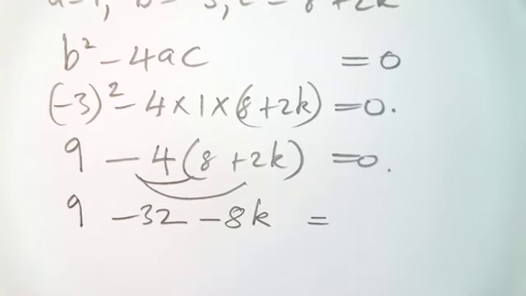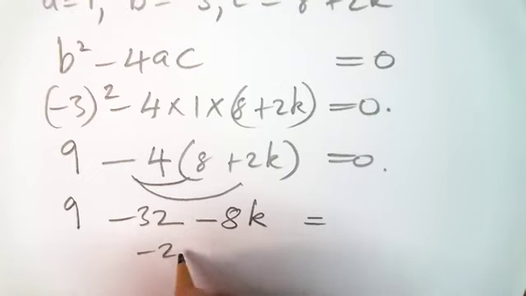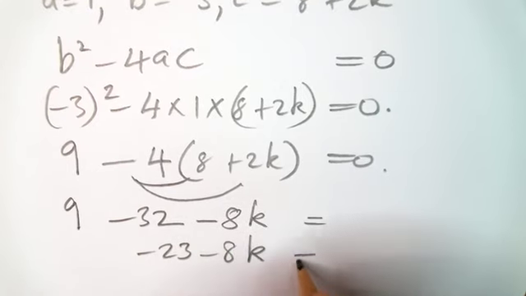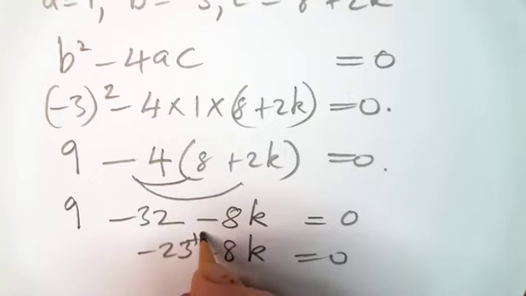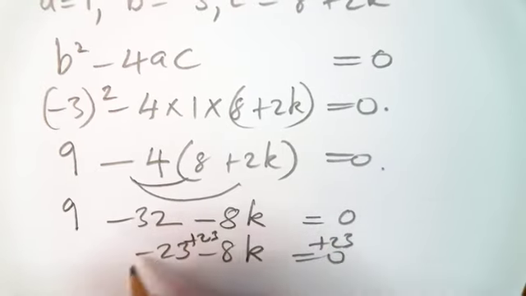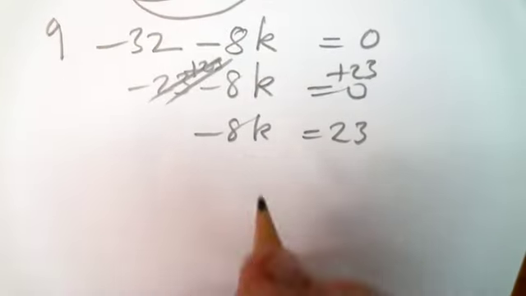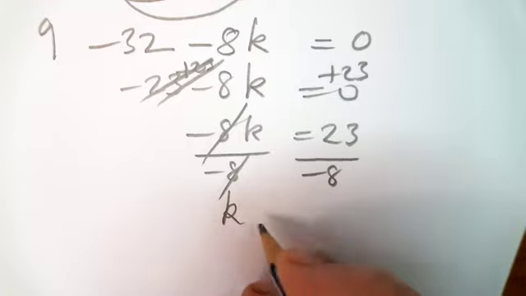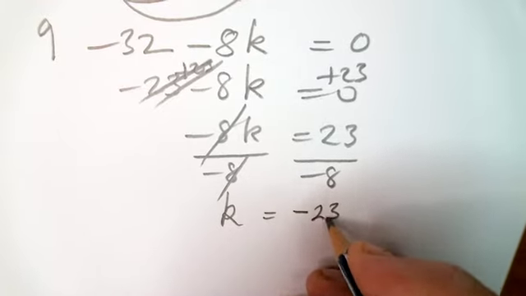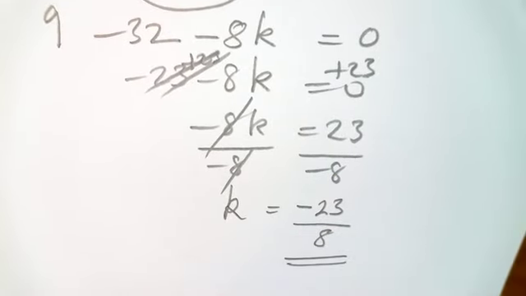All right, so now very simple. I'm going to take that 9 and subtract 32, which would leave me with negative 23 minus 8k is equal to 0. So let's now add 23 to both sides. So I've got minus 8k is equal to 23. I'm going to divide both sides by negative 8. So k now is equal to negative 23 on 8. I'll put the negative on the top. It doesn't really matter either way, but normally you would. So that is the k value.